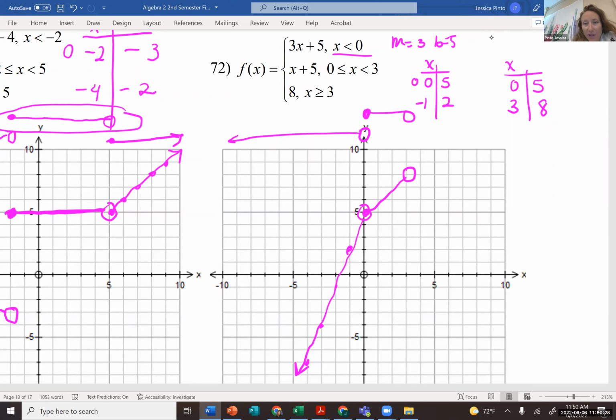Finally, for x is greater than or equal to 3, that's a closed circle at 3 and going this way. That one is the constant function 8, which is a horizontal line at the y value of 8, which I'm actually already at. So filling that in. Looks great.